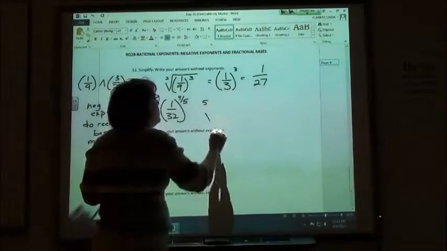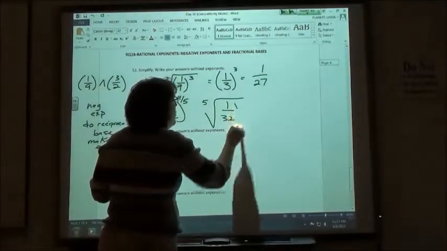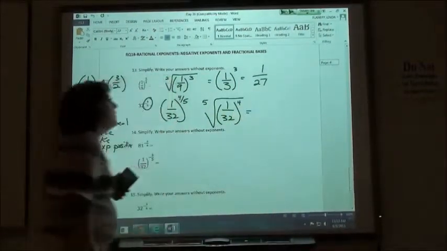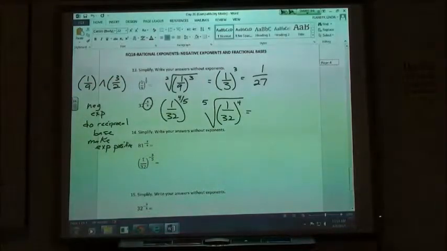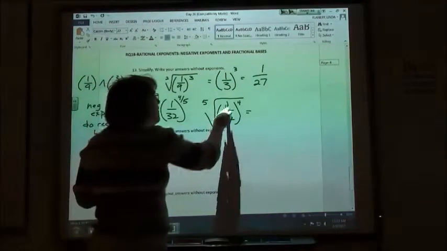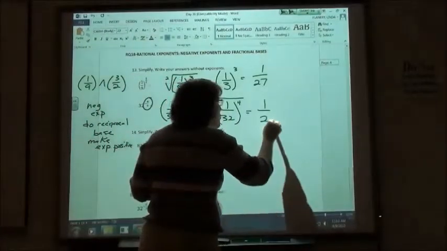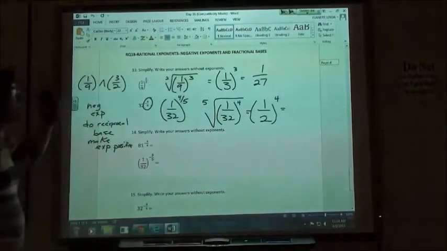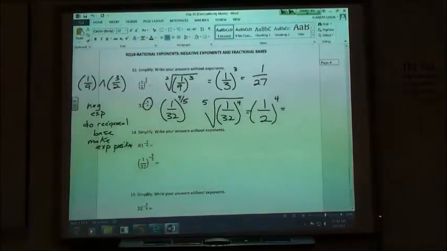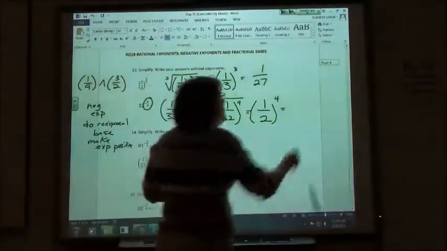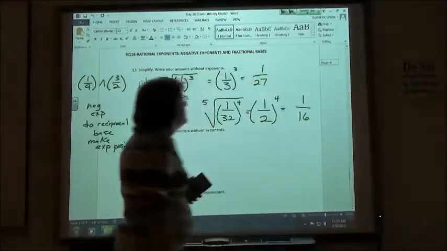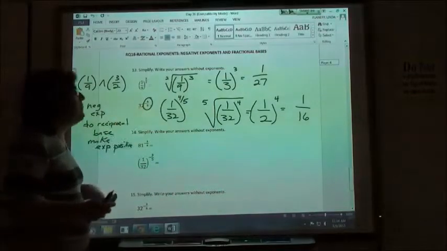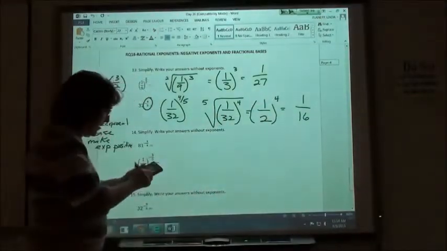So I'm going to do the 5th root of 1/32, raise it to the 4th power. So I think about the 5th root of 32. Well, on those previous problems, we did 2 to the 5th power. 2 to the 5th power was 32. So the 5th root of 1/32 is 1/2. I'm then going to raise it to the 4th power. Again, on those previous problems, we did 2 to the 4th power. 2 to the 4th power was 16. So I'm going to get 1/16. So 32 to the negative 4/5 should be 1/16.